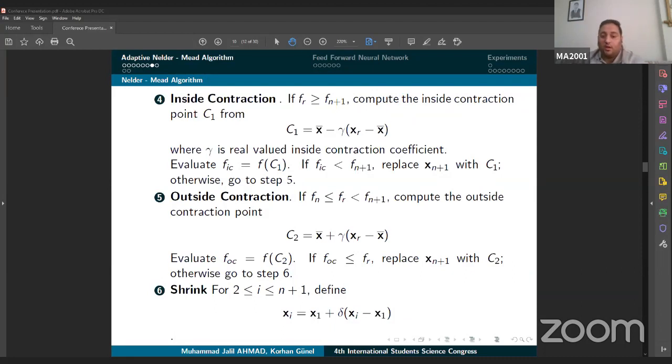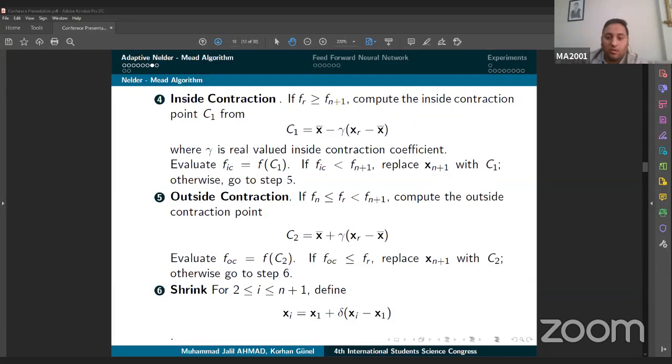Step number 5 is the outside contraction, and in this step we define a C2 point using this equation. Again we will calculate the value of our function on this point. And if it is less than the value we calculated on fr, then this is our new point. Otherwise we will go to the shrinking process of our simplex. And in the shrinking process, again we are defining a new point using this equation, and we will evaluate the value of our function on this particular point.